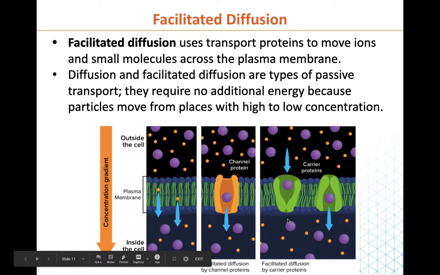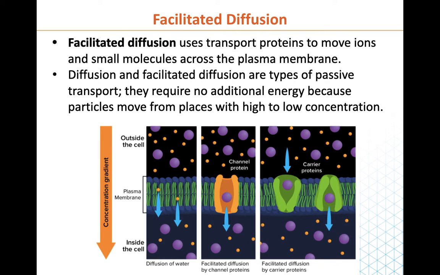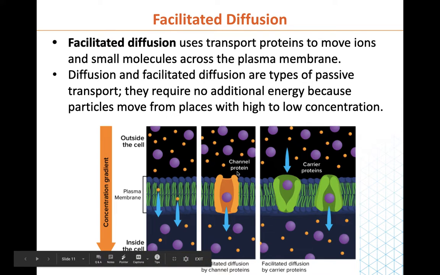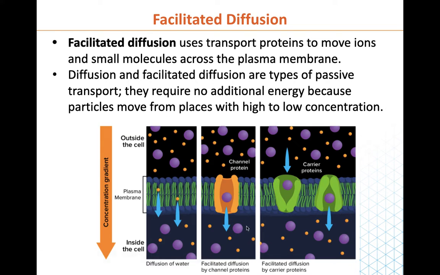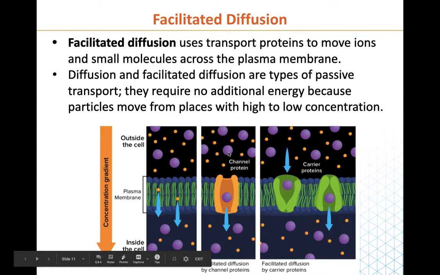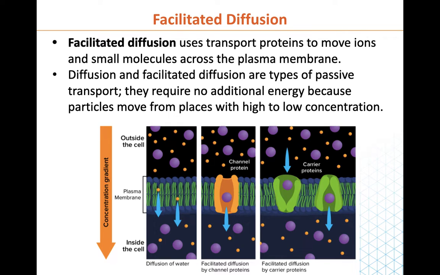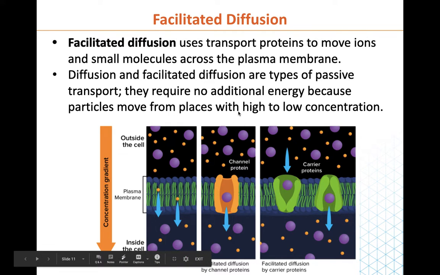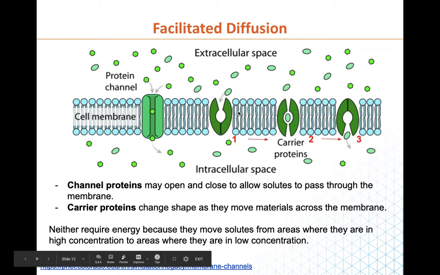Diffusion and facilitated diffusion are types of passive transport because they require no additional energy, because they move from areas of high concentration to areas where they are in low concentration. So you see here how there's 5 of them, here there's only 2, so naturally they would want to pass through here and enter this area. If I was trying to move this one from here, where it's at a low concentration, out here, that would require energy because that would have to be something that needs to be forced to happen. Okay?